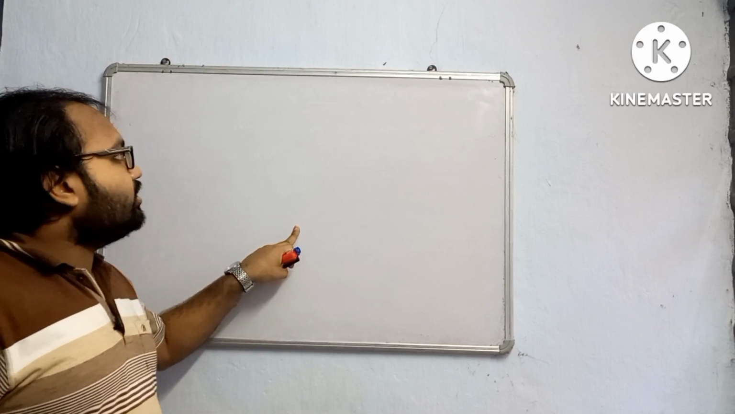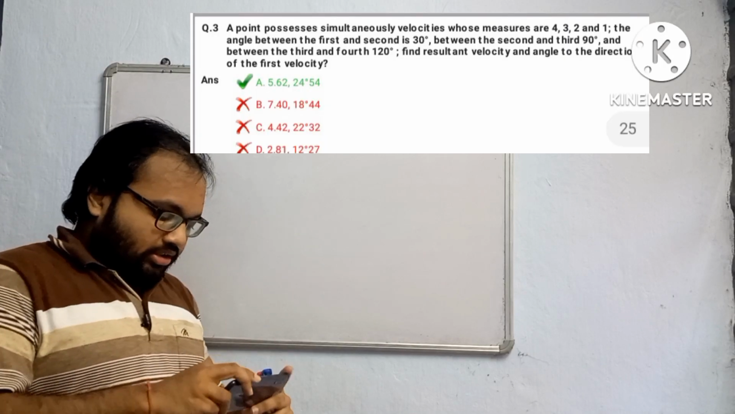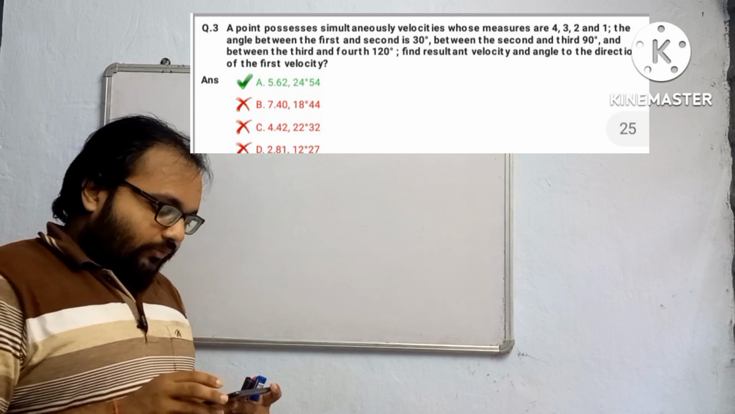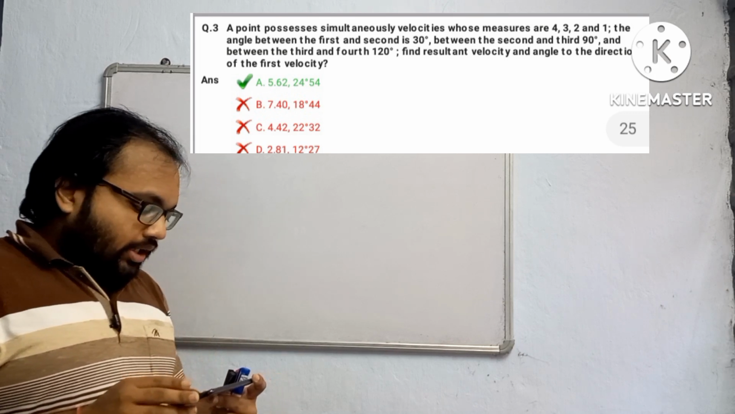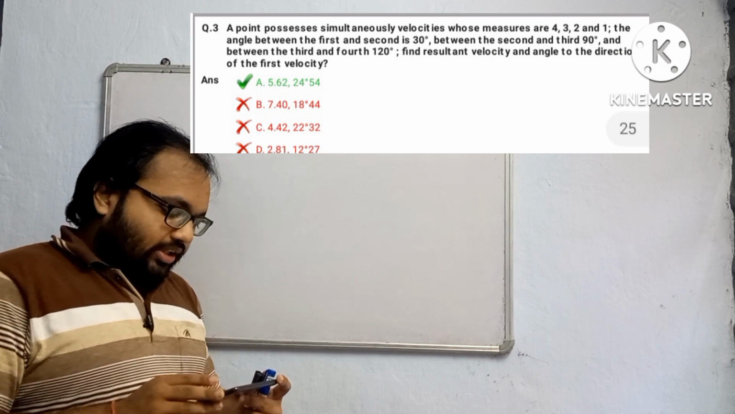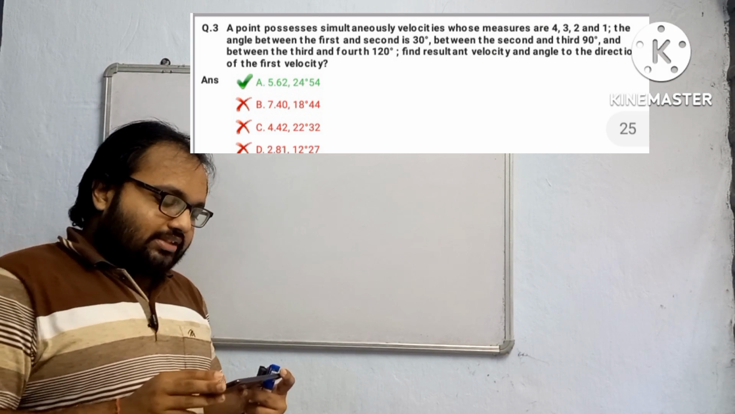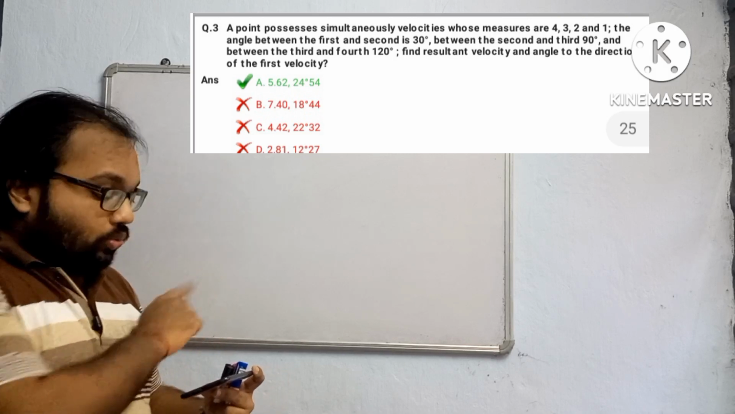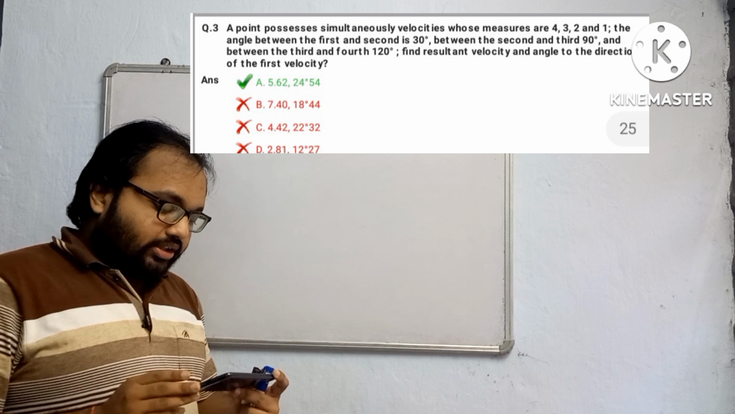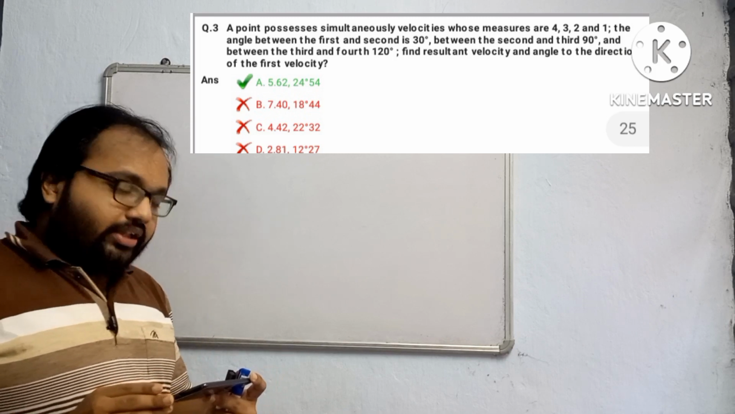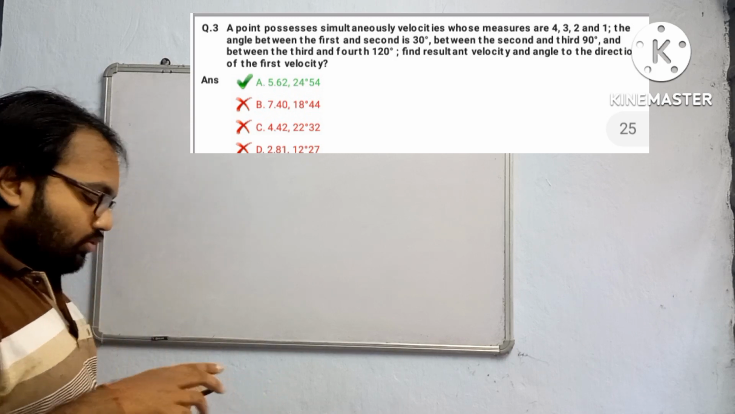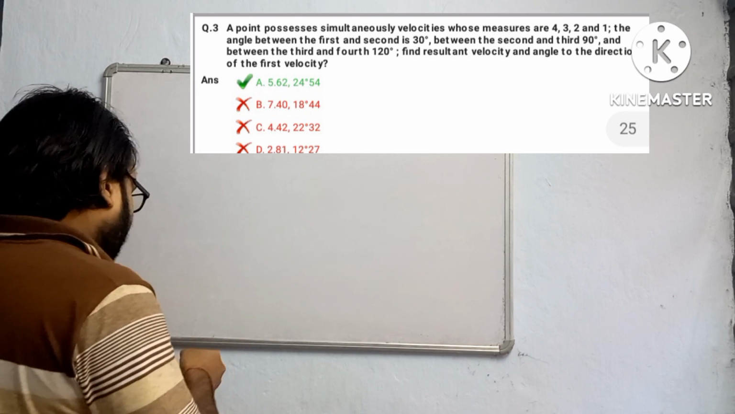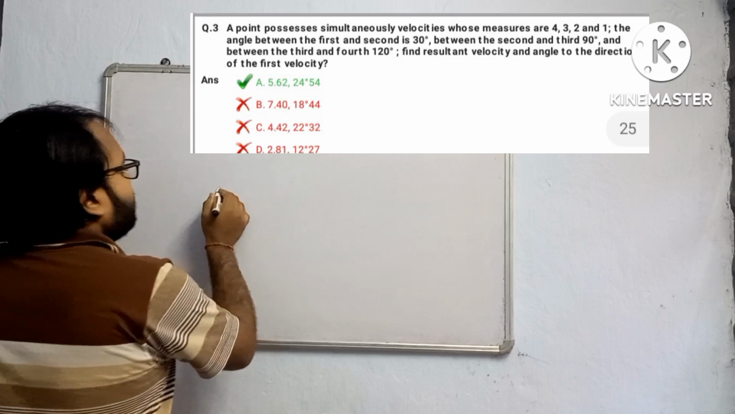As you can see, the next question says, a point possesses simultaneous velocities whose measures are 4, 3, 2 and 1, and the angle between the first and second is 30 degree, between the second and third is 90 degree, and between the third and fourth is 120 degree. We have to find the resultant velocity and its angle to the direction of the first velocity. So how to solve this question? Let us draw the diagram.